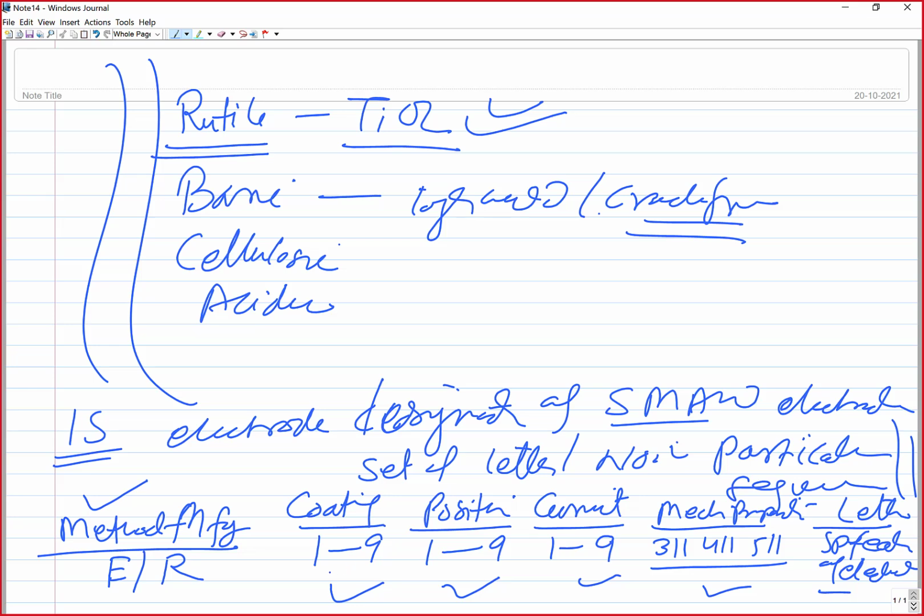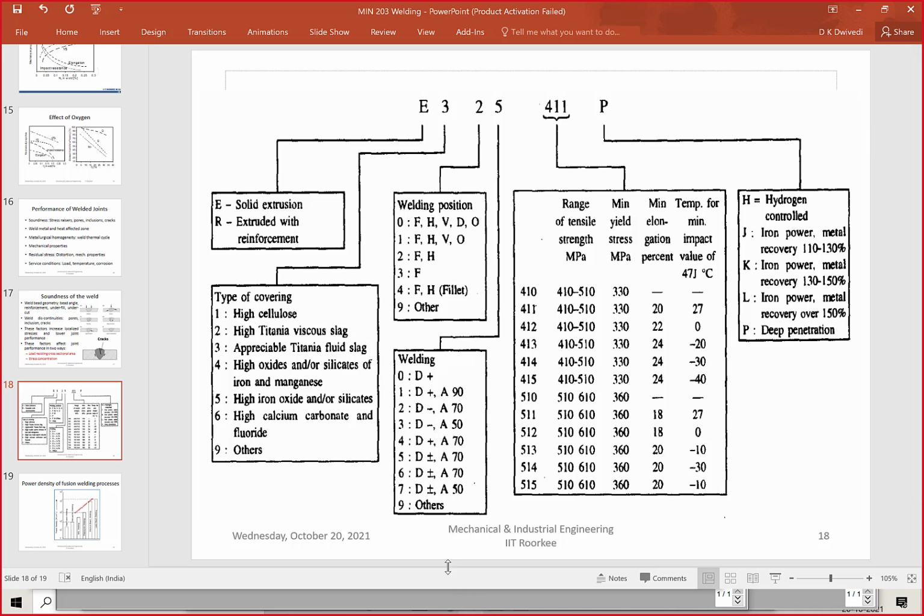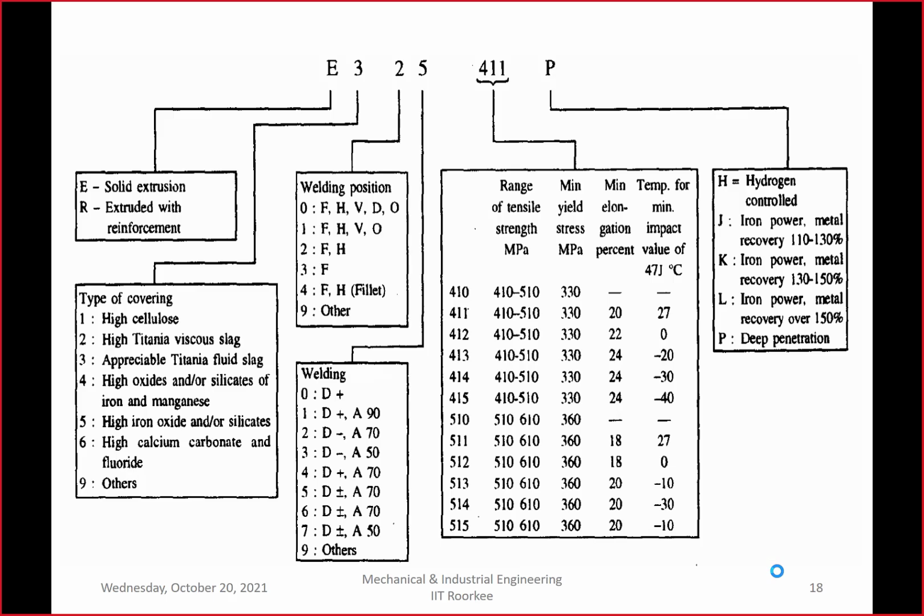Each letter or number will indicate a particular method of manufacturing, particular type of coating, particular position of welding, particular welding current, particular set of mechanical properties, or the special characteristics of the welding electrode. Okay, now I'll show you one PPT which will give you enough idea of what I have just said. Yes, so here this is the Indian standard method of electrode designation.